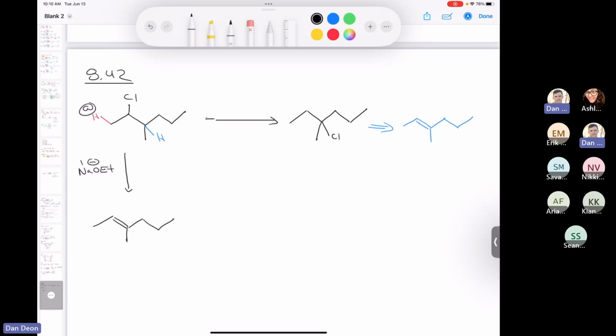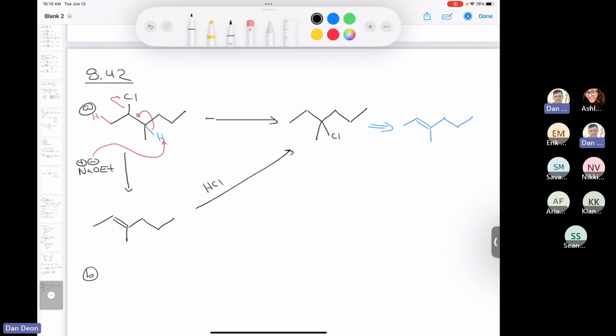Because the ethoxide is going to pull off this proton, make the double bond, and you lose the leaving group like this. And now, in order to get from here to the product, all we have to do is add HCl to it, and we do a Markovnikov addition, and we're done. So it's a two-step process. First step is treat it with sodium ethoxide, and then second step is to treat it with HCl.